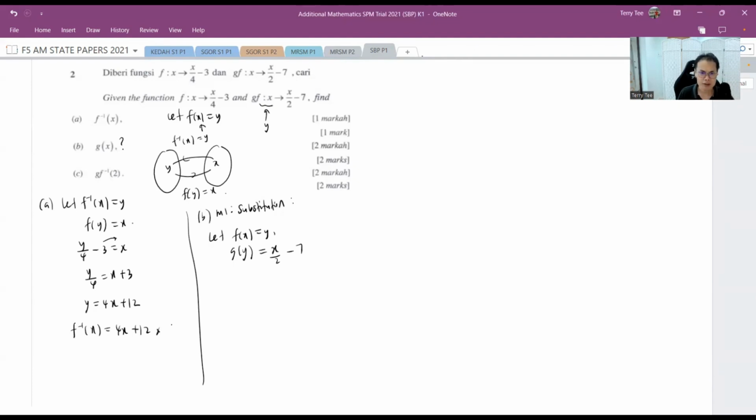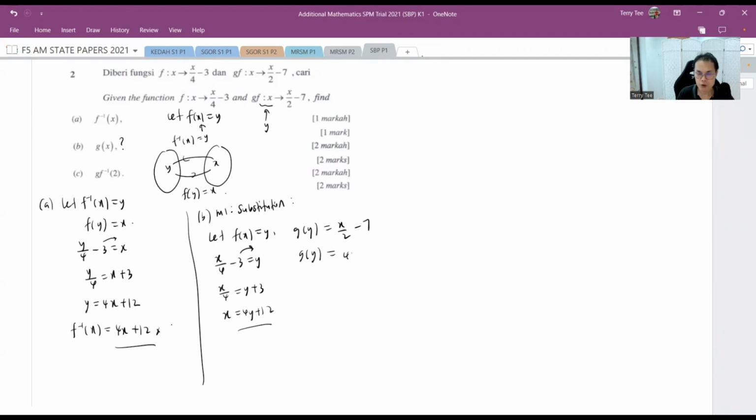So we have to go back to the relationship between x and y. Maybe I write this over here. I write gy over here. gy equals x over 2 minus 7. Now you go back to your fx. My fx is x over 4 minus 3, and it's now y. Bring the 3 over, x over 4 is now y plus 3. x is now 4y plus 12. Now notice this is exactly the same as your inverse, right? It's just that now it's written in terms of y.